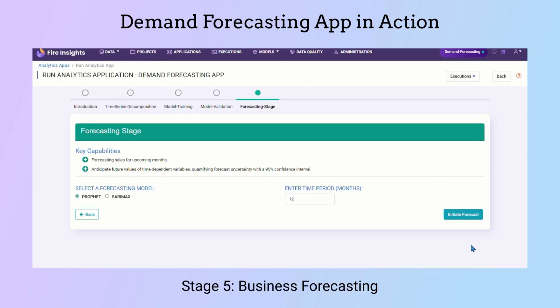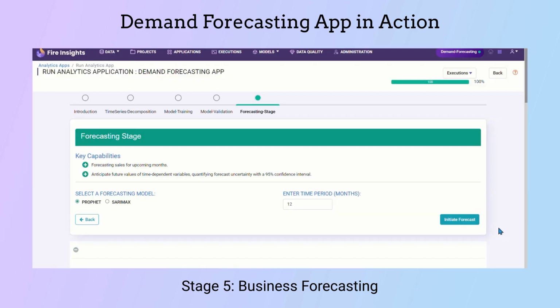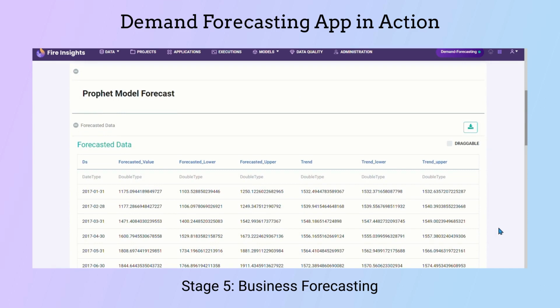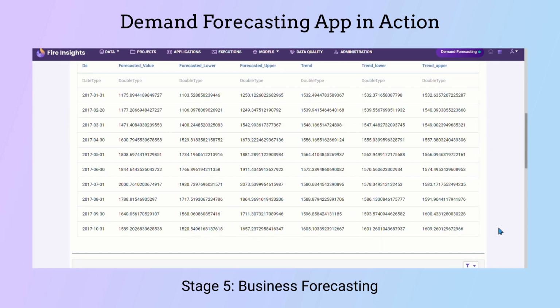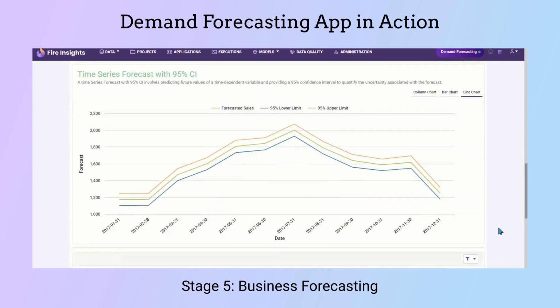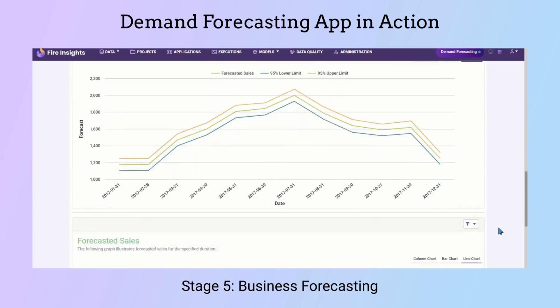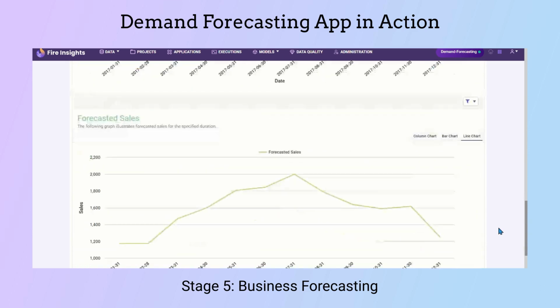In the last stage, users choose Ceramax or Profit models and specify the forecast duration. The output provides predicted sales figures with a 95% confidence interval. This detailed forecast empowers users to confidently plan future business strategies.